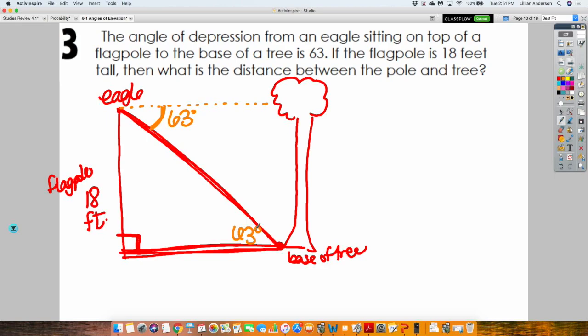Now, something else you can do: horizontal and vertical lines are perpendicular, so they create what type of angles? Right angles. So if you know this is 63, you could subtract it to find the angle inside and use that instead. It wouldn't change your result. Okay, what is X though? What am I looking for? The base to the base of the tree. Base to base, not eagle to base. So using the 63, that's in orange, 18 is my what side?